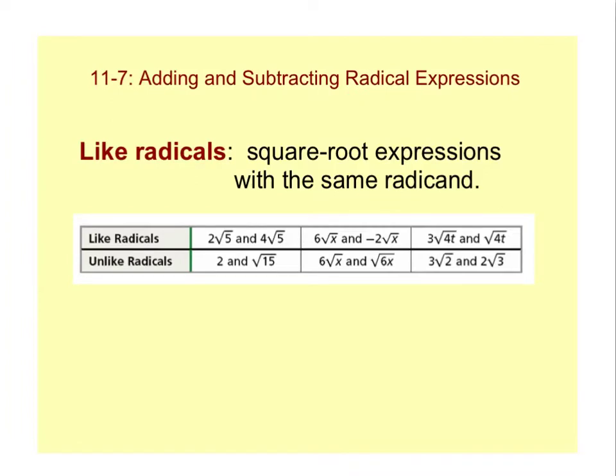So first things first, we just need to look at some different examples of what things would be considered like radicals and which things would be not like radicals. Like radicals have to have the exact same expression and the same radicand. So if we look at a few examples, our first example of a like radical, this 2 times the square root of 5 and 4 times the square root of 5, they are alike because they both have a 5 underneath the square root sign.